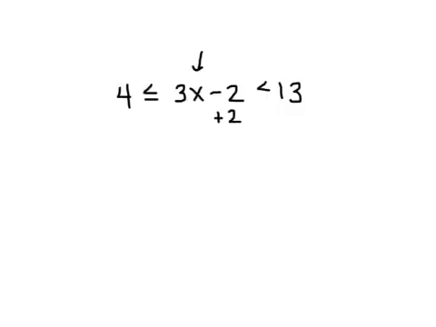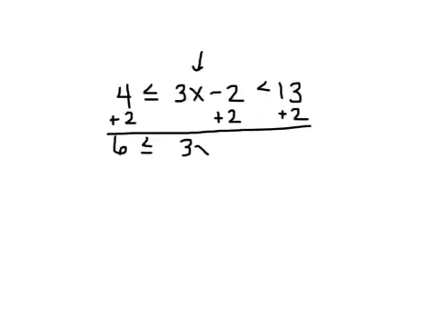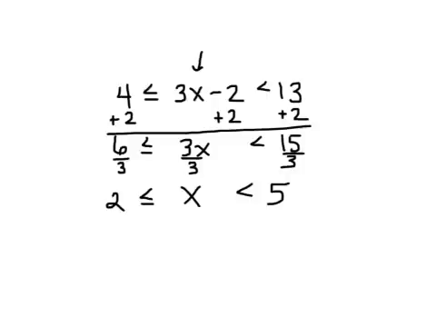So I'm going to add 2 first. That gives me 6. 3x is now in the middle. 15. How do I get rid of the 3? Divide. 6 divided by 3 is 2. And 5. Now, again, I did not flip my symbols on this one because of the fact that I did not divide by a negative. Had I divided by a negative, then I would have flipped the symbol. So if I'm not dividing by a negative, do not flip the symbol.